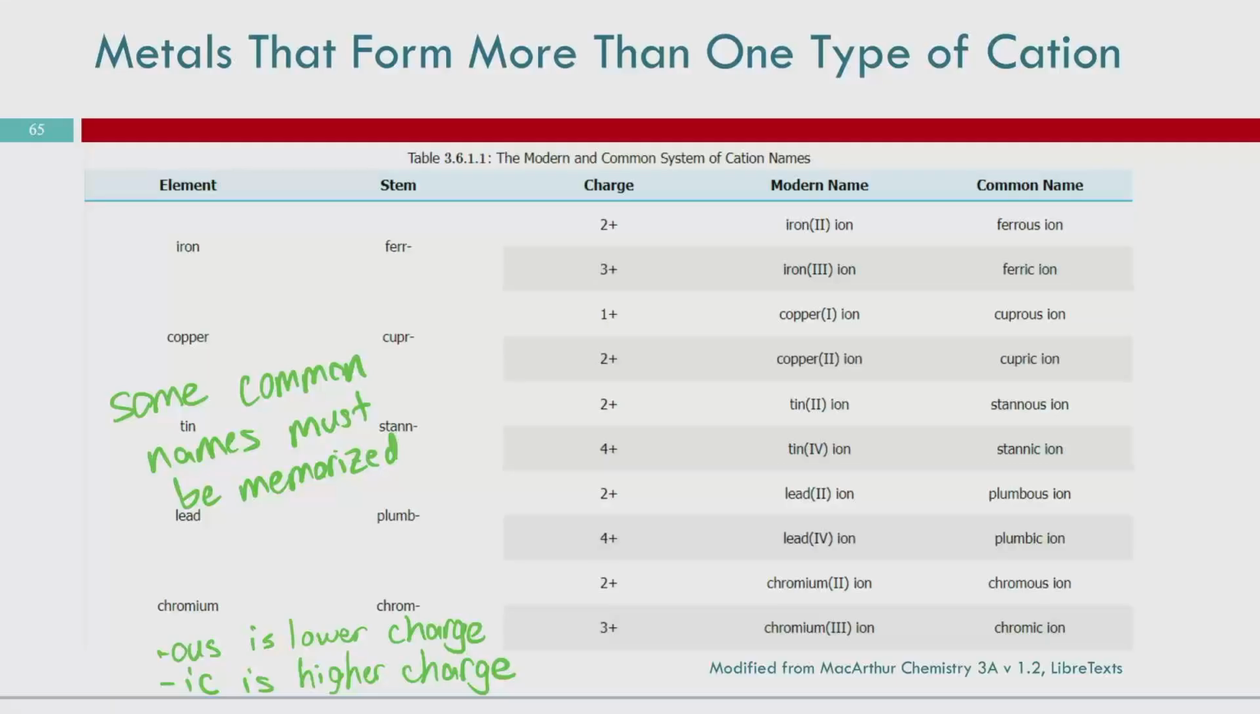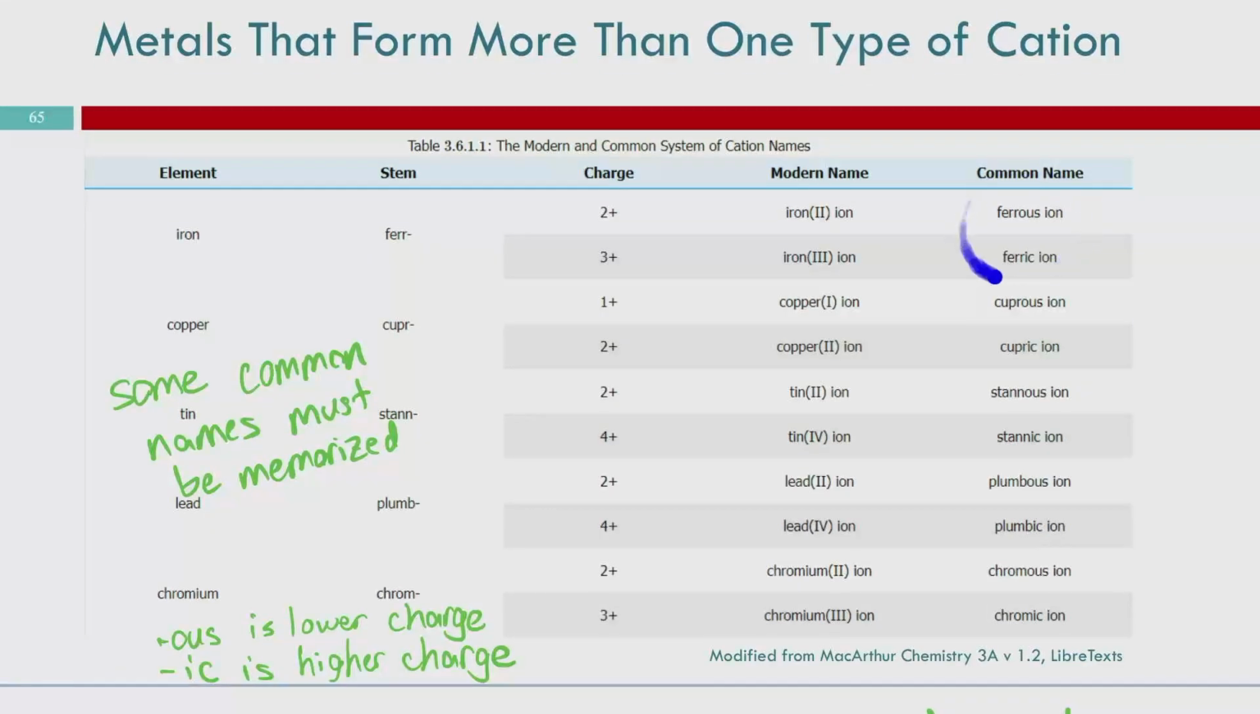It's not always 2 and 3. The other options are 1 and 2 and 2 and 4. I think those are the only 3 combinations that you have. And you don't have to memorize all of these common names. It's just the ones that show up on that ions to have memorized sheet in the nomenclature. My Chem 1 students have more of these to memorize.